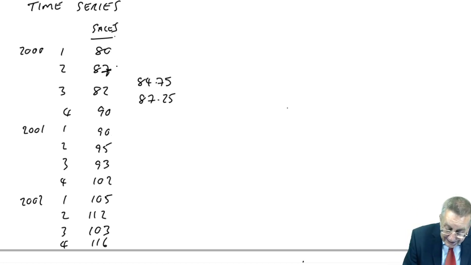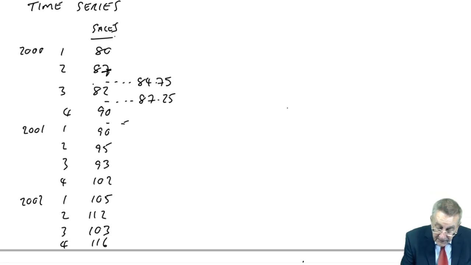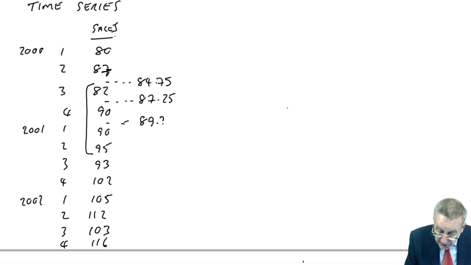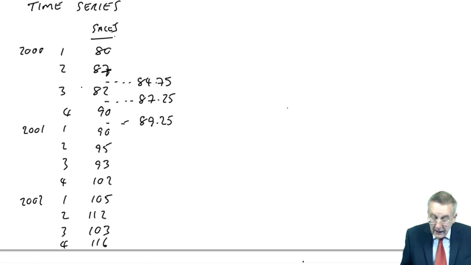And we keep doing it. So that first one was sort of in the middle of that first 12 months, second 12 months. What about the next 4, which is from there to there? Add them up and divide by 4: 82 plus 90 plus 90 plus 95, divided by 4 is 89.25, and so on. So I won't keep talking through them.